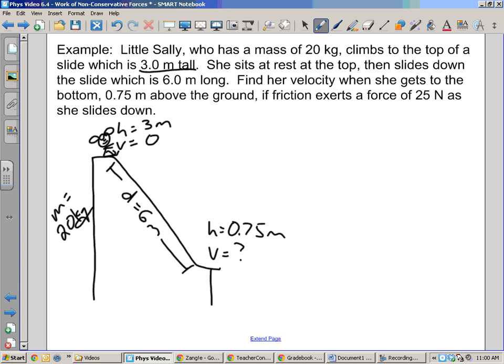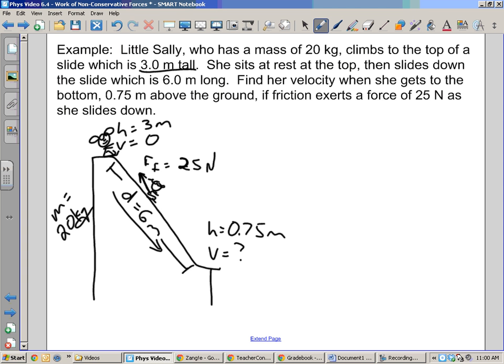Okay. Oh, we also know friction, right? Friction, as she goes down the slide, I should have drawn her actually on the slide, is going to exert a force of 25 newtons, right? So she's going to slide this way, friction is this way, so one of those needs to be negative, either the 25 or the 6 needs to be negative, depending on how you want to think about it.